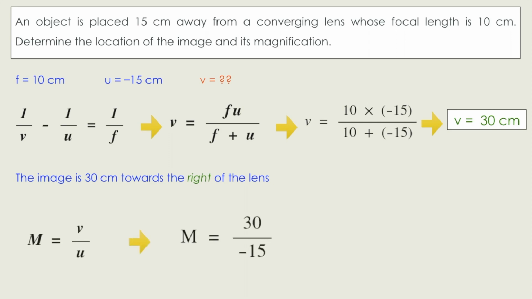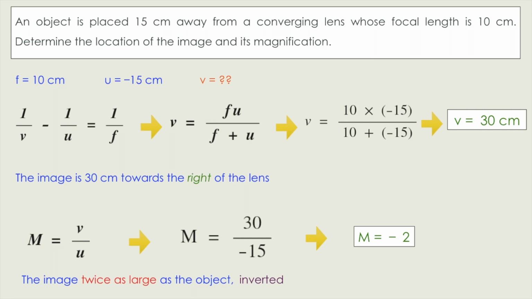Now let's find the magnification. When we replace values we find that the magnification is -2. Now what does this mean? It means that the image is twice as large as the object. Also, since it's a negative value, it would mean that the image is inverted, and since inverted images are always real, it would also mean that the image is real.